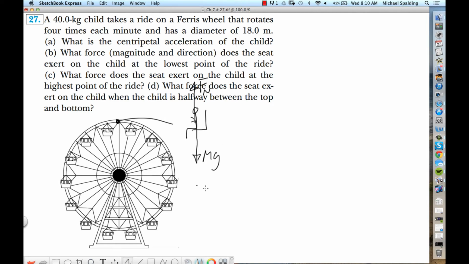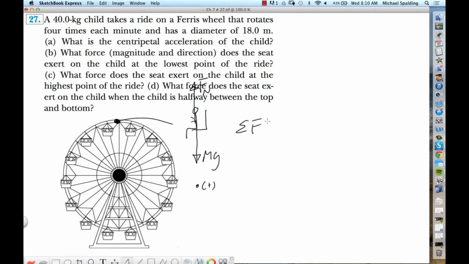Remember, the center of the circle is always positive. Where's the center of the circle now? If you're focusing at the top of the wheel, which way is the center? Down. Why do we make the center positive? What always points to the center? The centripetal acceleration. Centripetal acceleration is always to the center, so make the center positive.